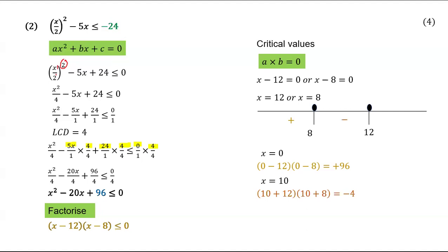Then choose any value that is greater than 12. Well, here I was easy. I just chose 13. Substitute 13, it'll give you 5. It's not about that 5, it's the plus, okay? I didn't write it here. It's about the plus, the positive. It means that for any x value that is greater than 12, you'll always get a positive solution.